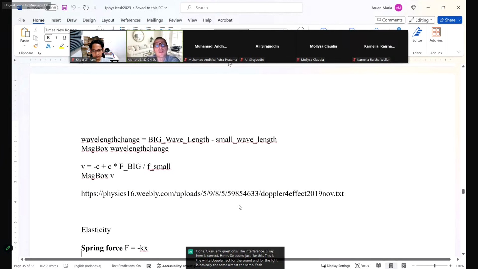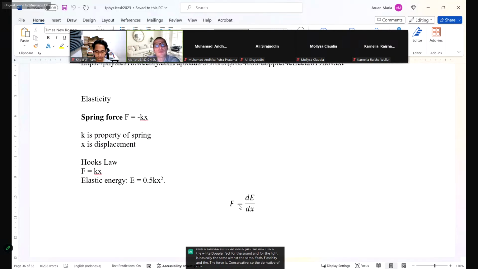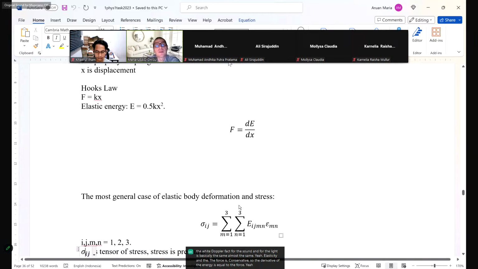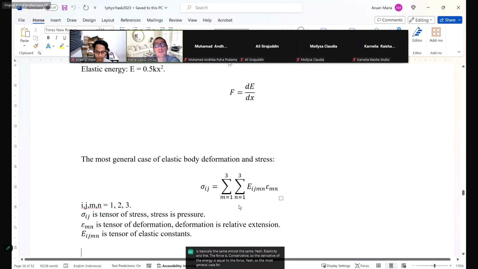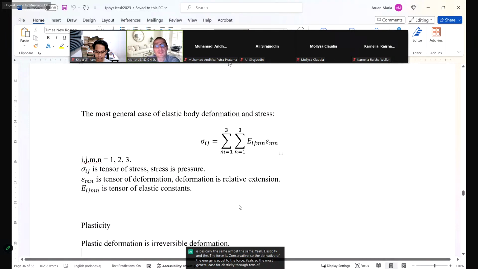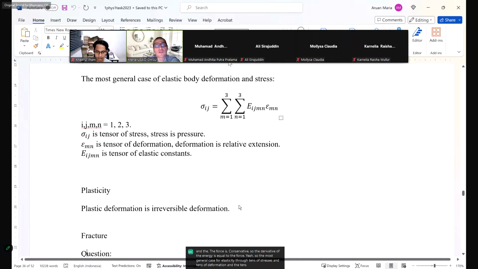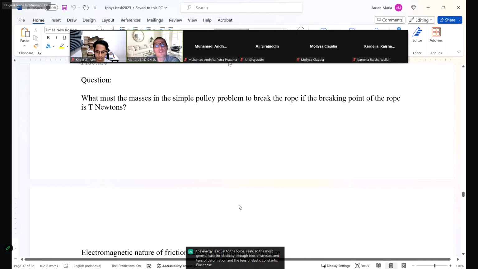Elasticity: the force is conservative, so the derivative of the energy is equal to the force. So the most general case for elasticity is through the tensor of stresses, the tensor of deformation, and the tensor of elastic constants. Plasticity is an irreversible change. Okay, if the masses are the same, then the tension which breaks the pulley is going to be equal to mass times g, where g is the gravity acceleration.